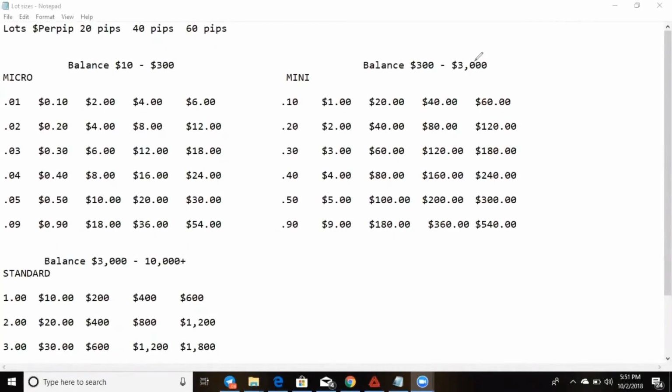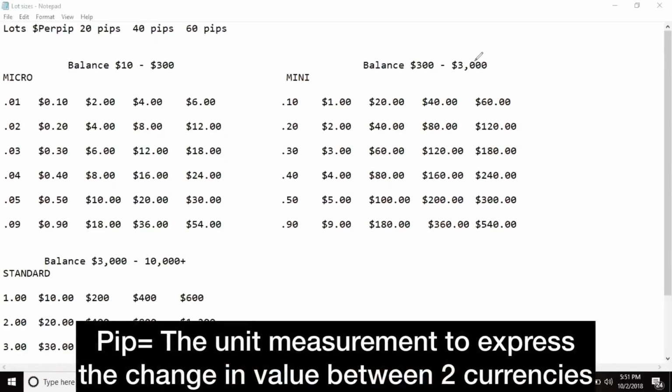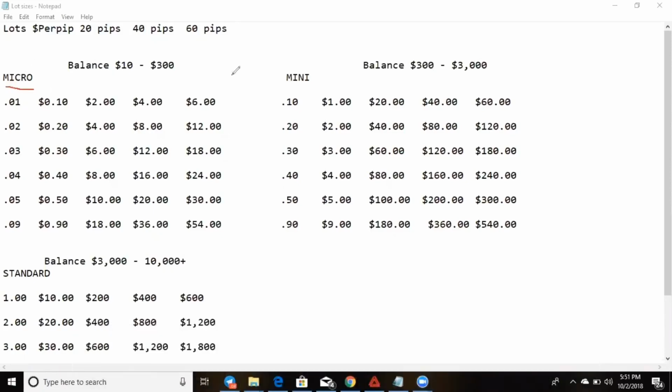In this video, we will learn about lot sizes and risk management. Before we go into details, we have to understand what is a pip. A pip is the unit measurement to express the change in value between two currencies. In this example here, we have micro, mini, and standard. Those simply represent the balance size required to be able to do those lot sizes.